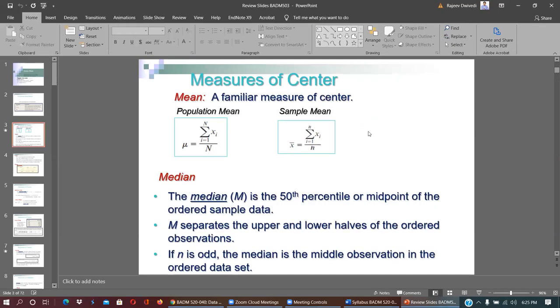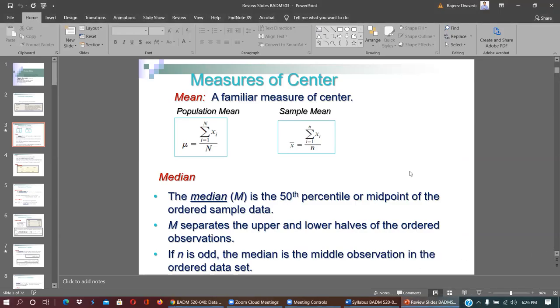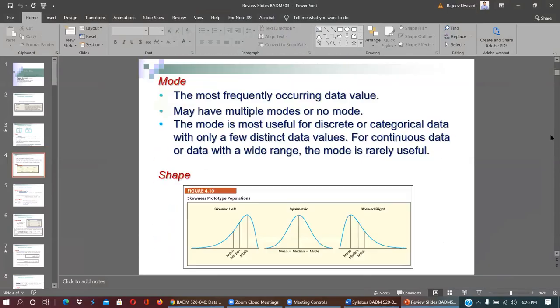Mean is nothing but an average. Median is the center point of the data. If you arrange the data in order, the center point of the entire arrangement is the median. Please don't hesitate to ask if you come across any concept that is not explained properly or you don't get it. So mean is this, median is this.